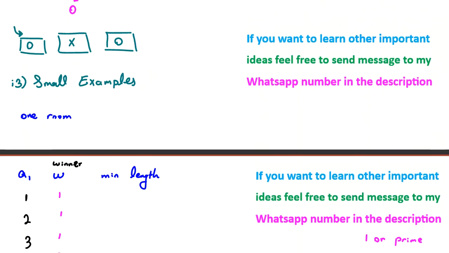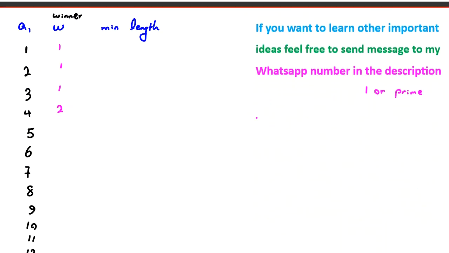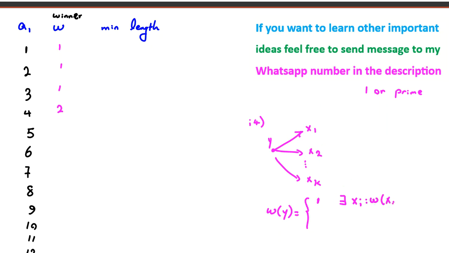Let me generalize this idea. It's so much important. It will be idea 4. It is an idea in game strategies problems. For example, suppose we are in position Y. We can go to these K positions. Now W, winner of position Y, is 1 if there exists xi such that W of xi is 2. Otherwise, it's 2. Let me explain here.